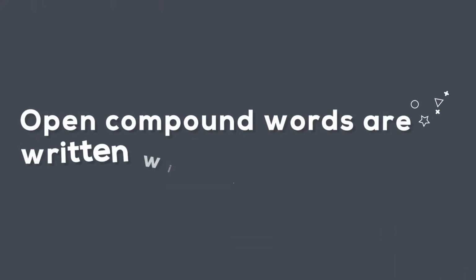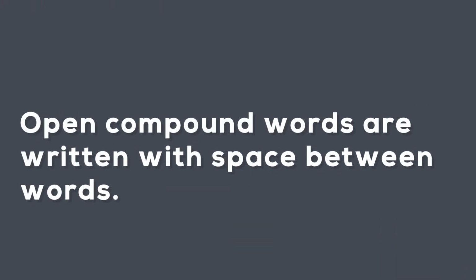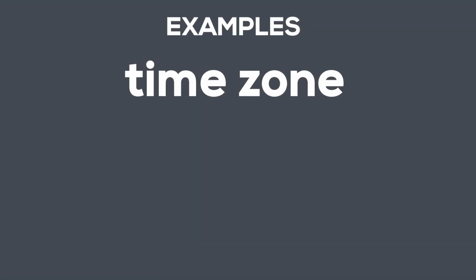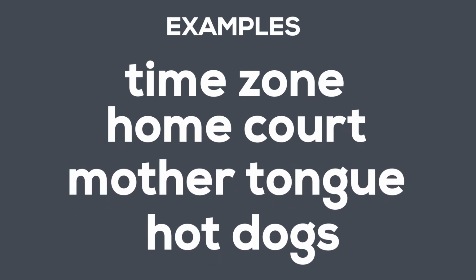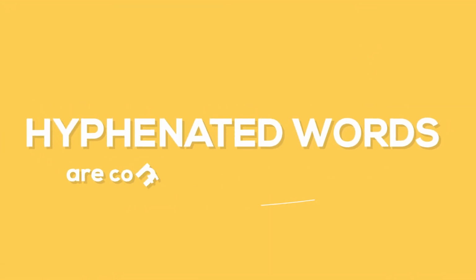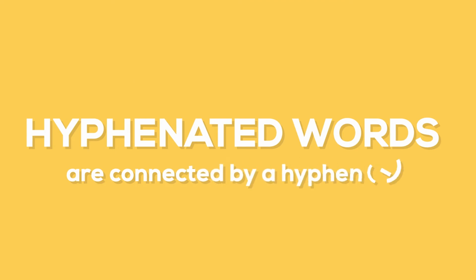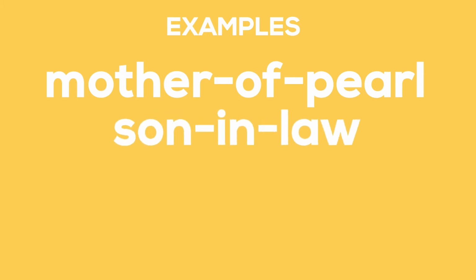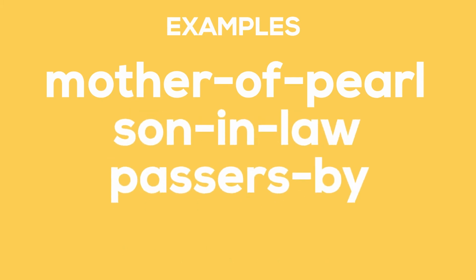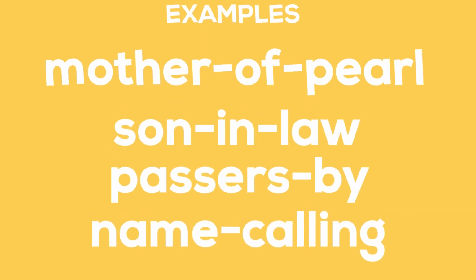Open compound words are written with space between words. Example, time zone, home port, mother tongue, hot dogs. Now hyphenated words are connected by a hyphen. Example, mother of pearl, son-in-law, passers-by, and name calling.